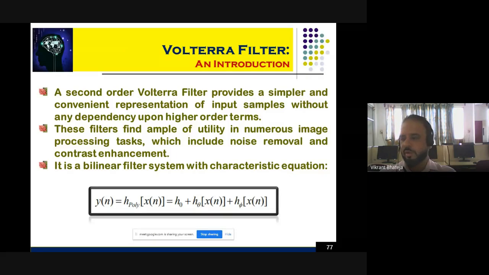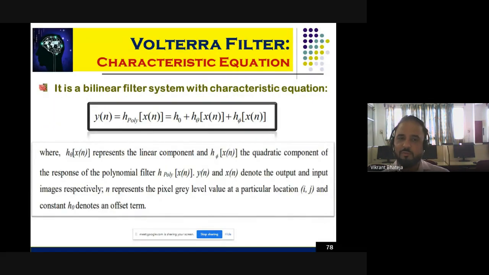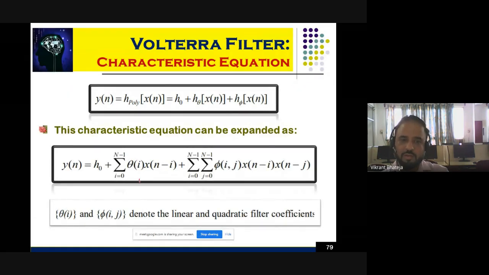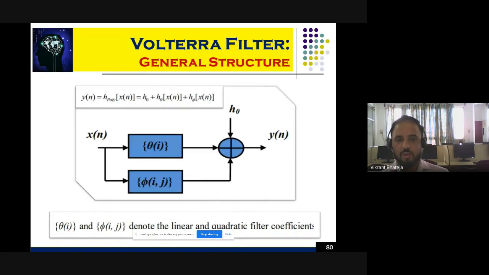As I told you, the Volterra filter is a kind of non-linear filter. It is a kind of bilinear filter. So over here you see that this is your constant term, this is your linear component, and this is your quadratic component. So certainly this is a combination of constant, linear, and quadratic, three components in one particular system. So you're calling it a bilinear filtering system. This is how the characteristic equation of this filter looks like. This is your linear and this is your quadratic component of this particular filter.